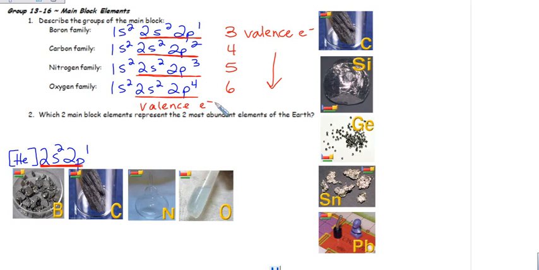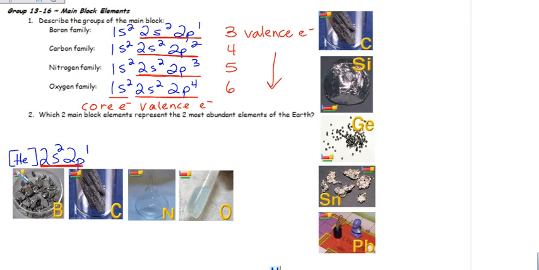The inner core electrons are what we can shorten up by doing the noble gas shortcut. So this 1s2, that was the core electrons, which we can represent here with helium.